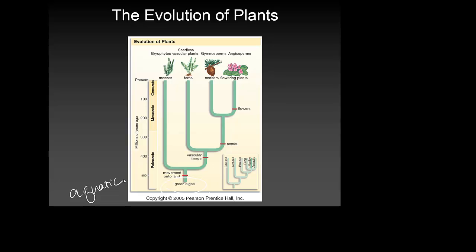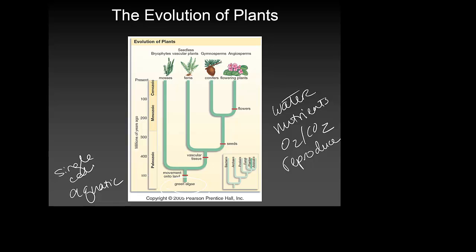Now, to develop enough characteristics to move on to land, we've got to think about a couple of things. So what is a plant going to need to actually move on to land? Well, it's going to have to still deal with water, right? It's going to need nutrients and resources, oxygen, carbon dioxide, all of that, right? And it's going to have to find a way to reproduce. Because remember, green algae are single-celled. So they just divide and divide and divide.